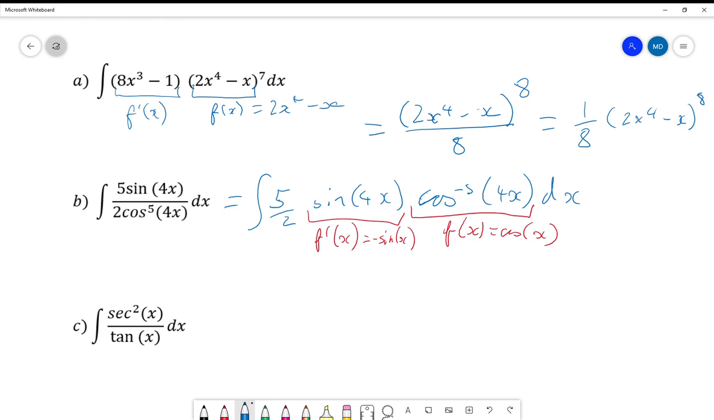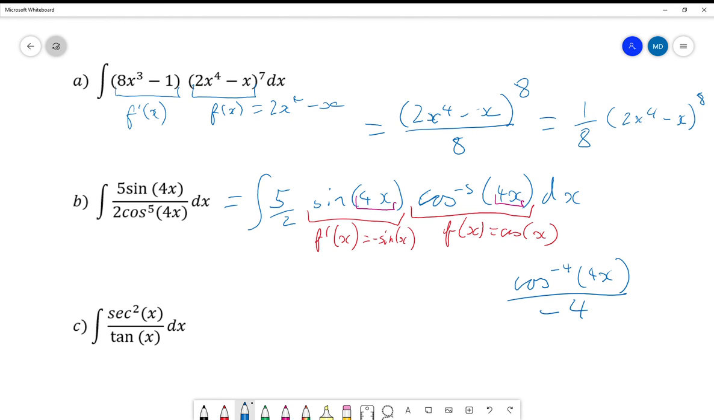We know it's going to be cosine, and we have to add 1 to the power, so cosine to the negative 4 of 4x, and that 4x is fine, because notice there's a 4x in both. If there was only a 4x in one, then we would have a problem. We'd have to undo it, but because 4x is in both, we're good. And then we need to divide by the new power, which is negative 4.